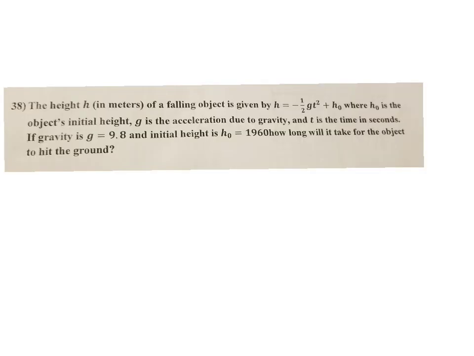All right, so 38, pretty simple. It says the height h in meters of a falling object is given by this equation. H equals negative 1/2 g, which stands for gravity, t squared, which stands for time, plus h sub 0, which is the initial height. G is the acceleration due to gravity, and t is the time in seconds. So g is 9.8, so I'm going to put 9.8 in right there. H sub 0 is the initial height, that's going to go right there. This is going to be the ending height, so that's going to be 0.